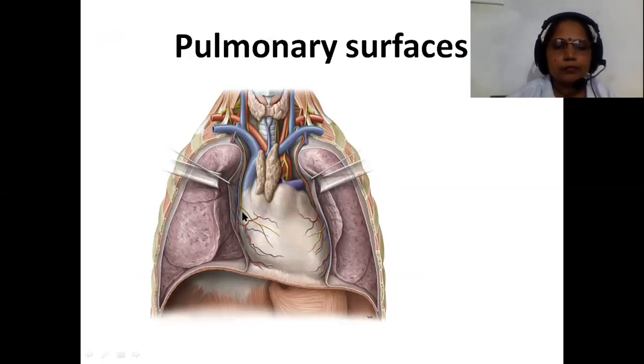So this is the heart. The right and left surface of the heart faces the right lung and the left lung. That surface is called the pulmonary surface. ये जो है pulmonary surface है ना. हार्ट का जो सरफेस है वो towards the lungs, that is called right and left pulmonary. Pulmonary means related to lungs.